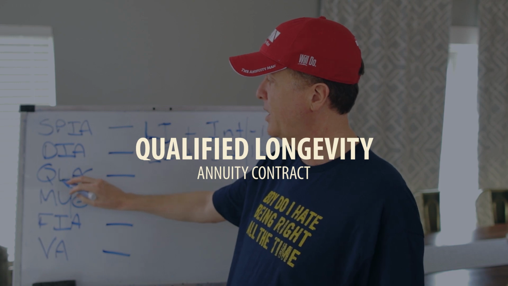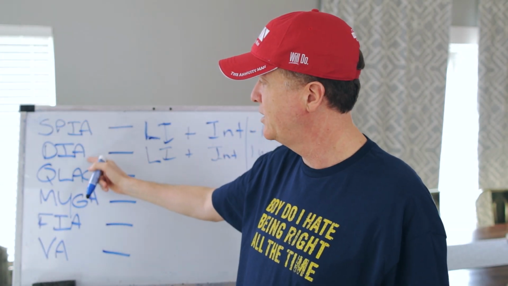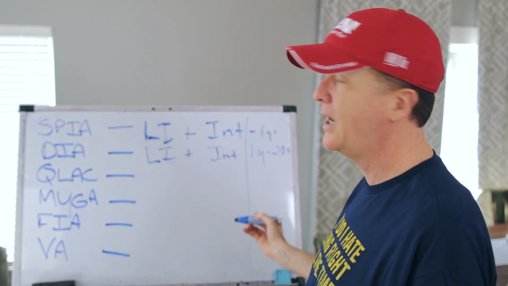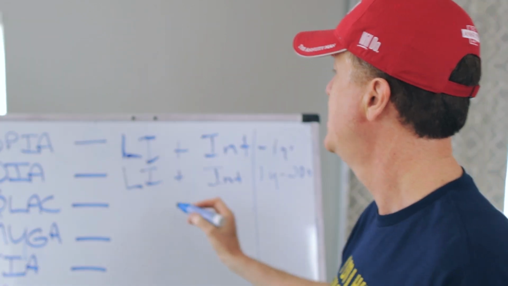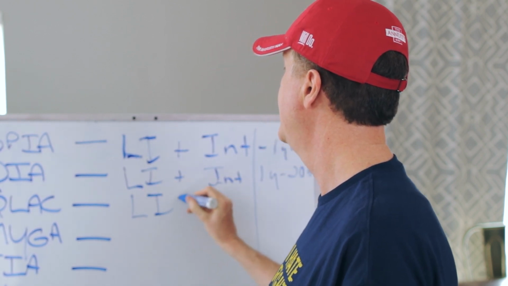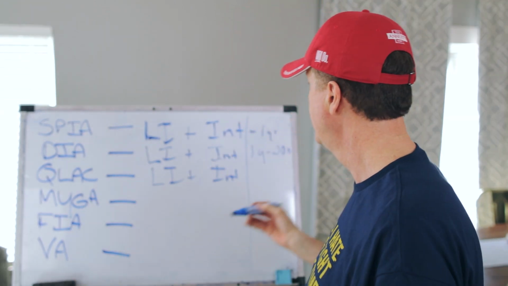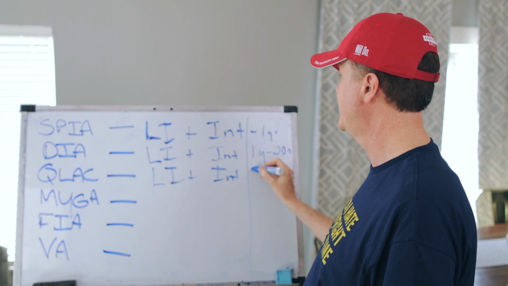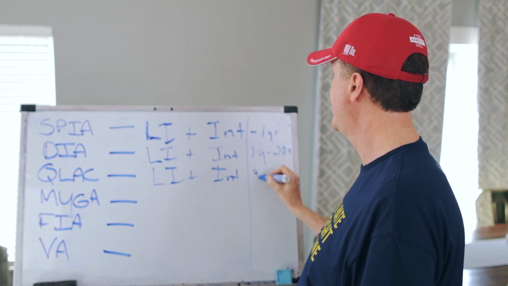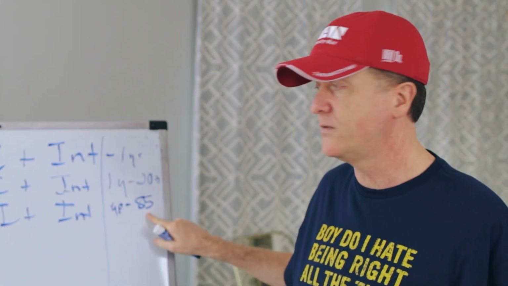QLACs, I know this seems repetitive, but it's actually a DIA, which is actually a SPIA, right? QLAC is a deferred income annuity that can only be used in an IRA, all right? So that's life expectancy plus interest. And when I say life expectancy, remember, it's life expectancy at the time you start the payments. That's how they're pricing it. All right, and this one can be started up to age 85 in a traditional IRA. You don't have to defer to 85, but that's as far out as you can defer with a QLAC.